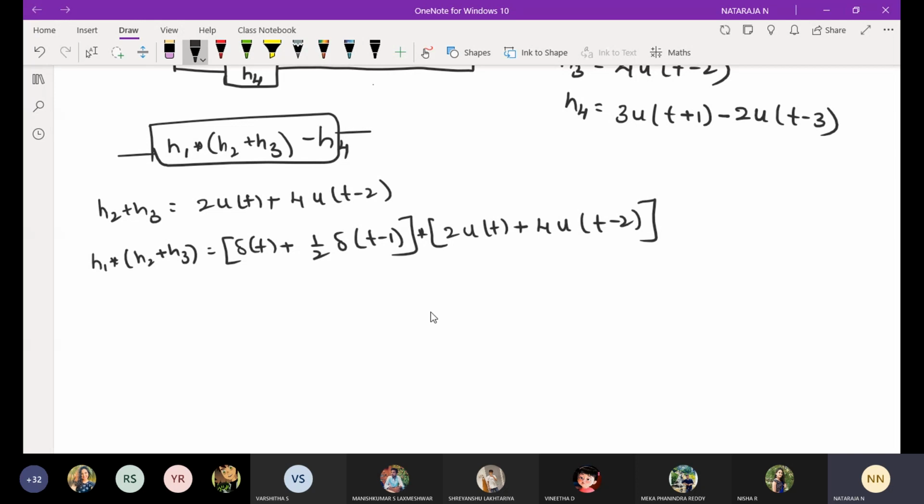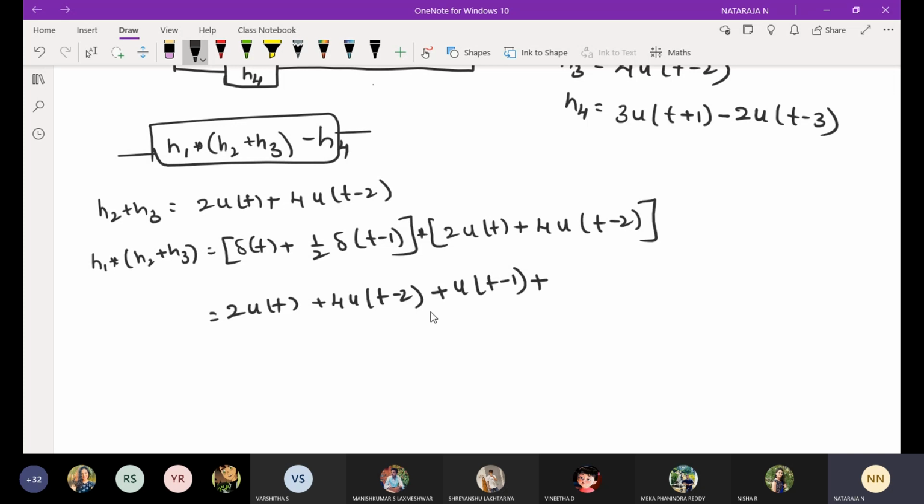Multiply each individual. Now I'm going to multiply this delta of t with 2u of t. What you will get? 2u of t. Then delta of t into 4u of t minus 2, same, I will get 4u of t minus 2. Next, plus 1 by 2 into 2, you will get 1, then u of this is 1, so you will get the unit step function with respect to t minus 1.